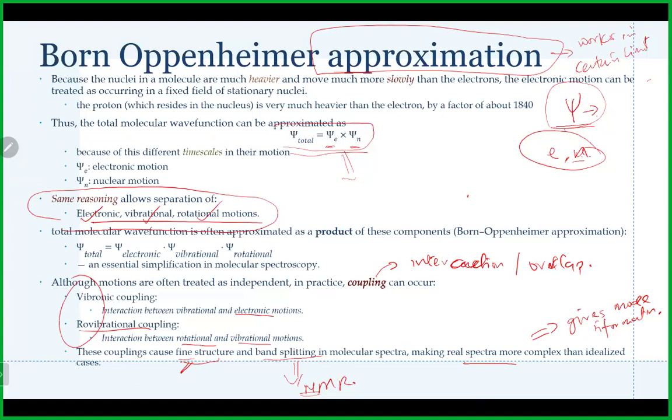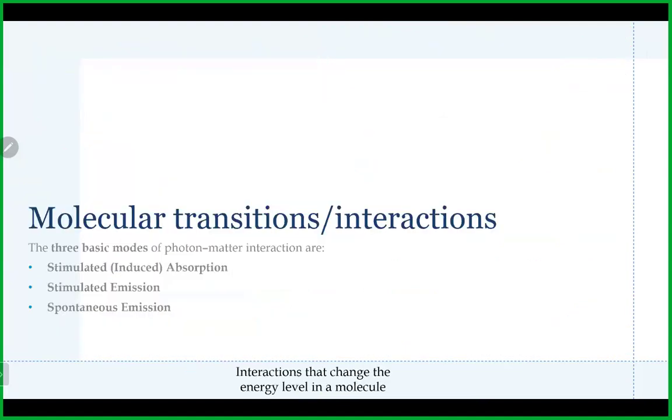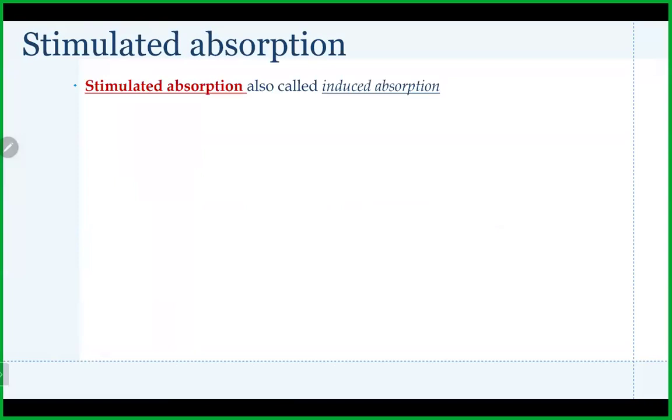All right. So let's talk about the different modes of interaction that are present. We were talking about the energy levels and the different modes of transitions that can take place. So the three basic modes that are often discussed are absorption, stimulated emission and spontaneous emission. So let's quickly go into them.